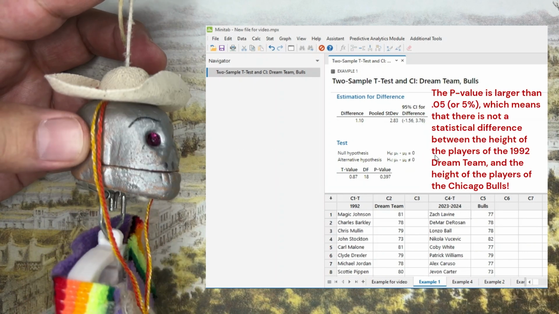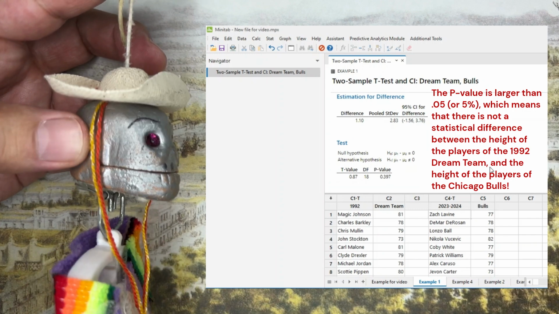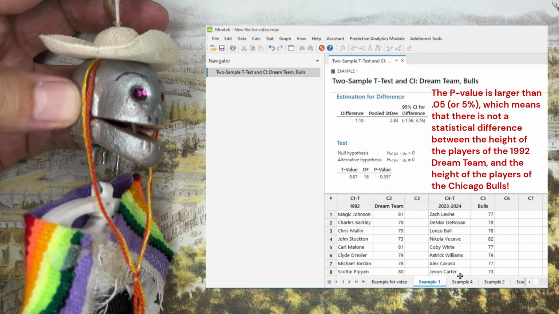The p-value is larger than 0.05 or 5%, which means that there is not a statistical difference between the height of the players of the 1992 Dream Team and the height of the players of the Chicago Bulls.